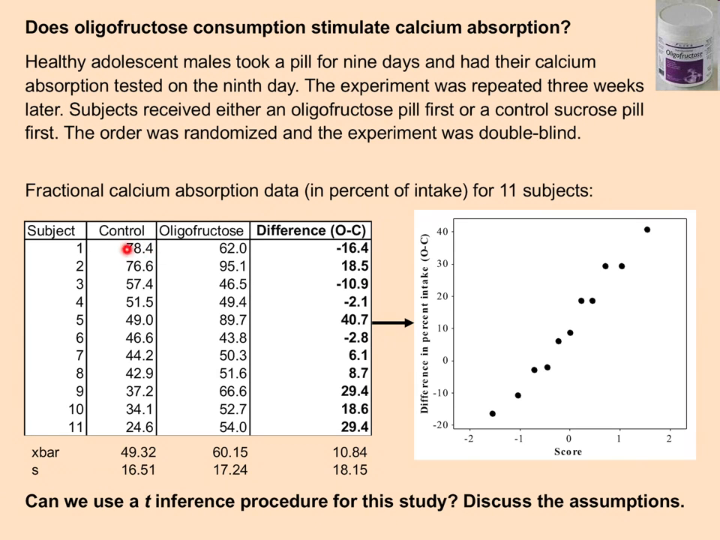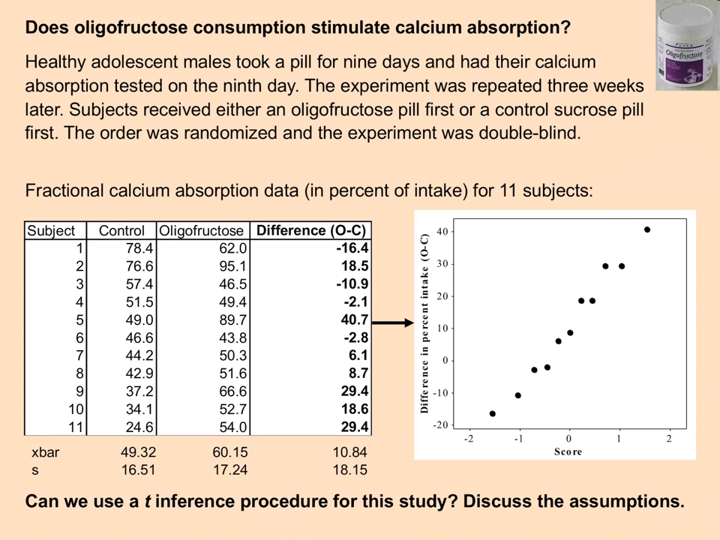So for example, this first subject, number 1, had on sugar pills 78.4% absorption for calcium. On oligofructose, they only absorbed 62% of their intake of calcium. The difference was 16.4. So you see we have a different score for each of our 11 subjects here, right? Okay, so we're trying to assess normality here.